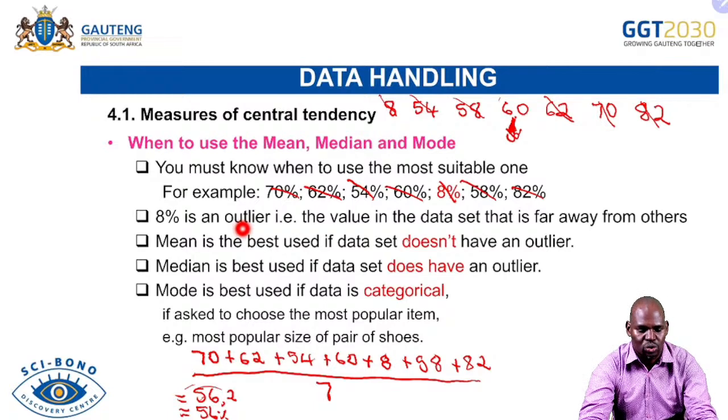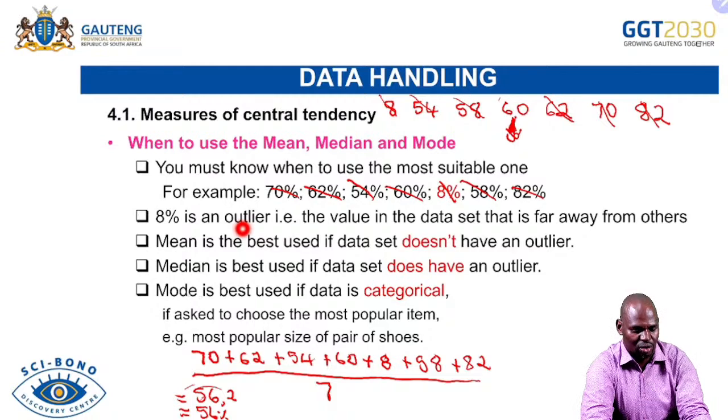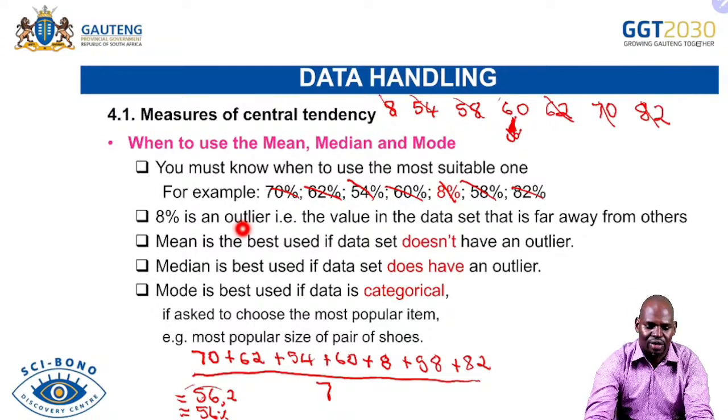And then when do we use the mode? Mode is best used if data is categorical. Okay, so in other words, if the information is not in the form of numbers, they say if asked to choose the most popular item, e.g. most popular size of pair of shoes. Okay, so this one, it means we can choose to use a mode.